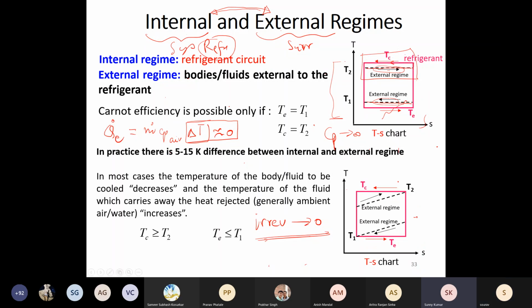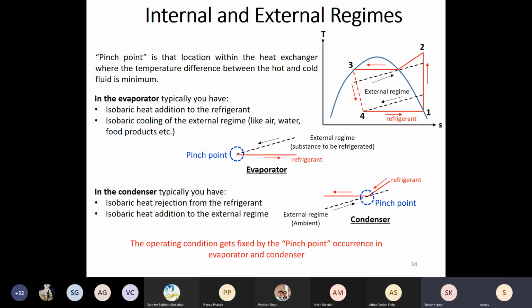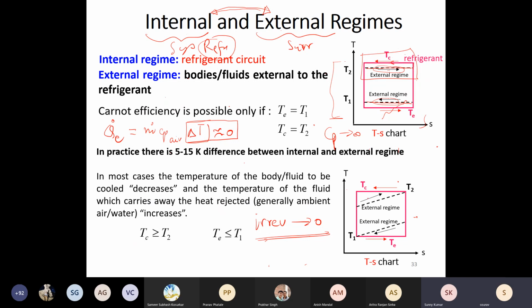And I will send you one tutorial, and one of the problems in the tutorial is exactly this. So if you try to superpose a Carnot cycle over this external regime process, you can appreciate that you have large delta T's over here. And this is the source of irreversibility. Now think of a process which will minimize this and make the irreversibility go to zero. So modify the internal regime in such a fashion.